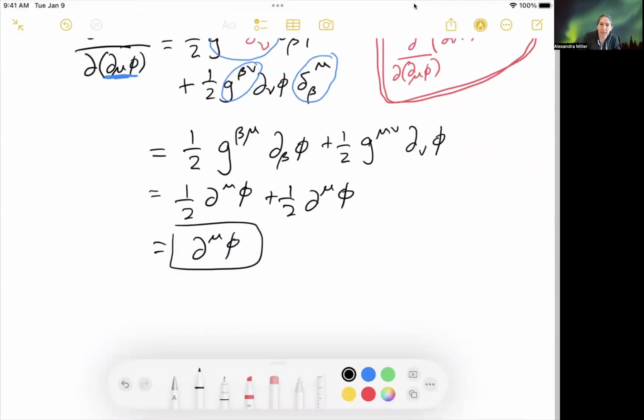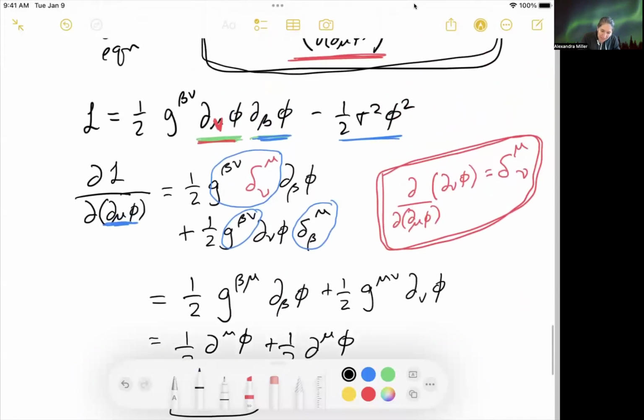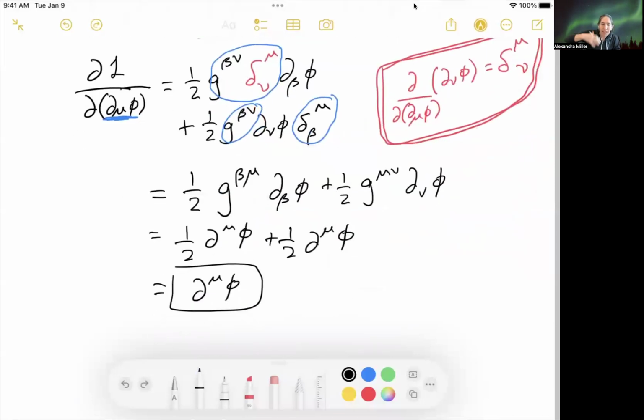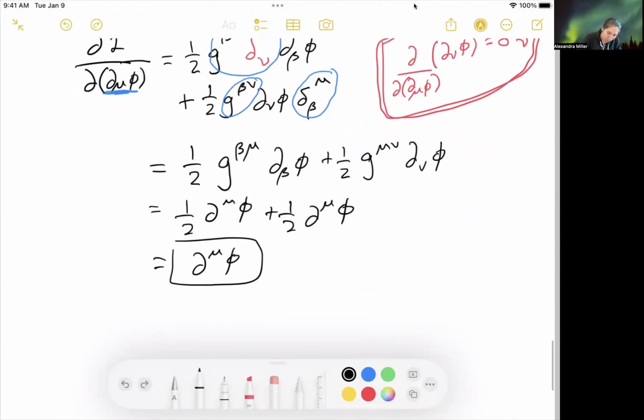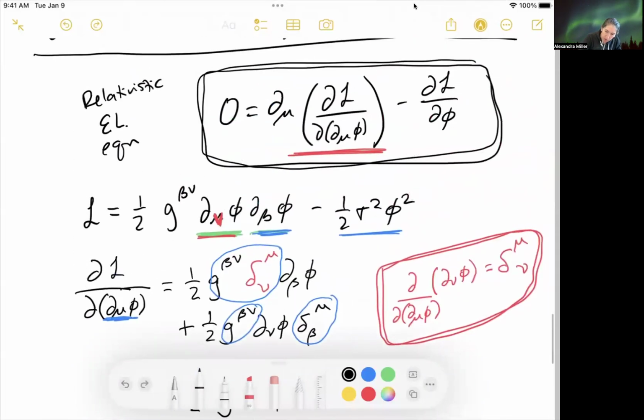Okay, so we end up with this nice simple thing that actually, if you go back to the beginning, or even before that, we had something that was like a derivative squared, d mu phi. And so we did this in this really long, explicit way to make sure everything worked out the way it should, but actually the answer we got is the one that you could have maybe guessed from your calculus intuition before. Okay, so now that's the first part of our Euler-Lagrange equation.